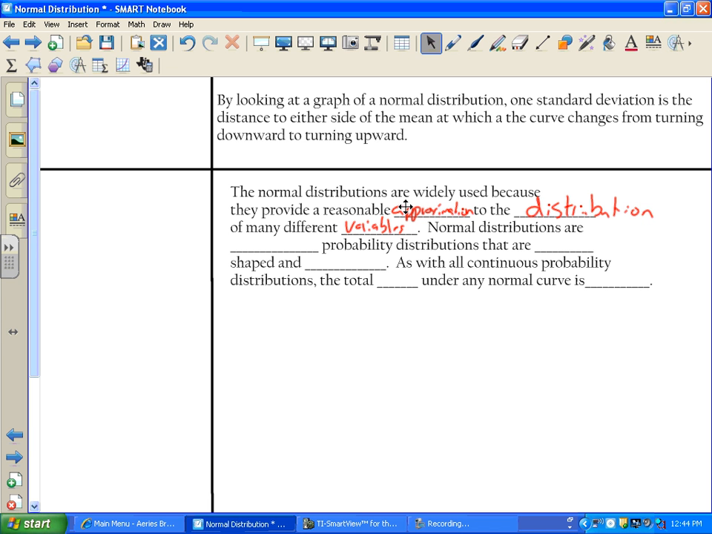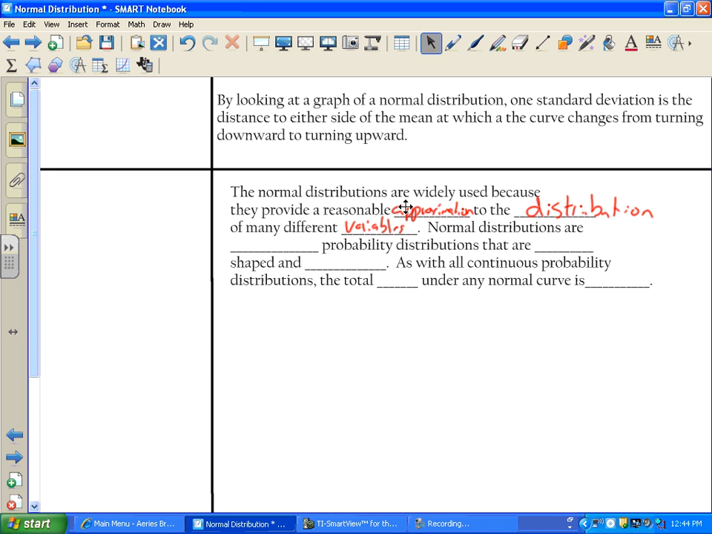Again, we looked at the binomial distribution. Binomial works for those discrete random variables. That's where we're talking about specific things. Now we're going to look at the normal distribution, and we're going to look at continuous data.